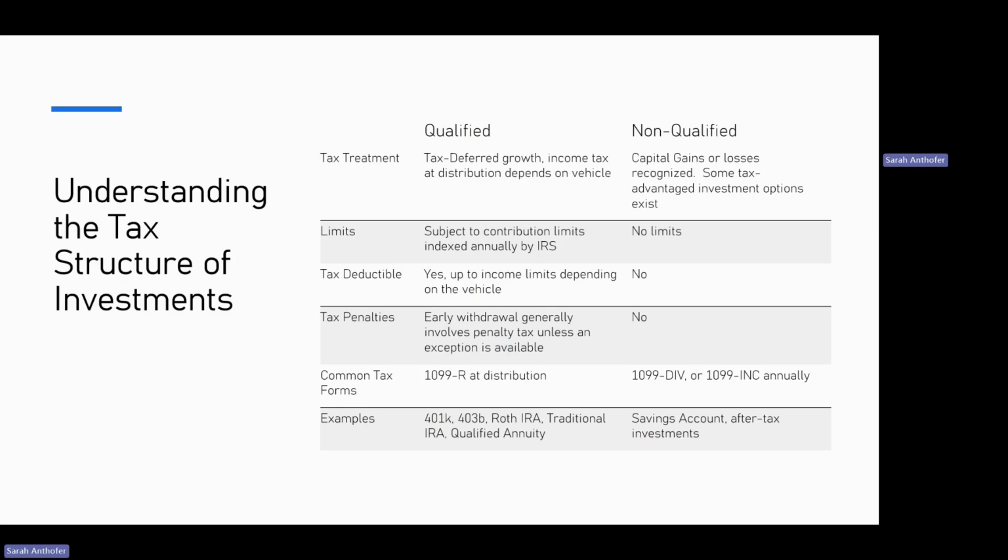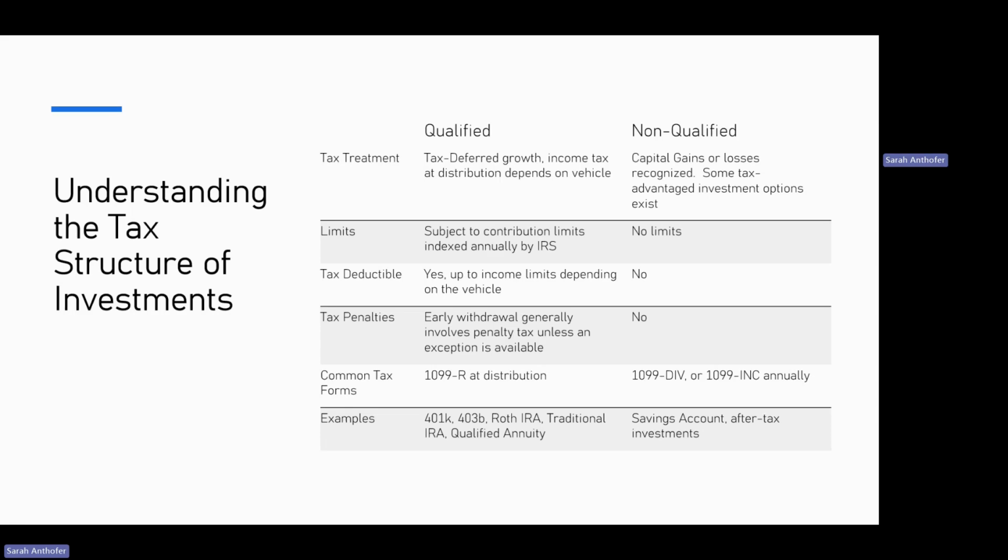Before you can get into picking an investment, it's really, really important that you take the time to understand the tax structure of the investment that you're considering investing in, because it is the tax structure of the investment itself that may make one investment option more suitable for you than another investment option based on your goal. So when we think about our investments, we generally are going to have qualified and non-qualified investments.